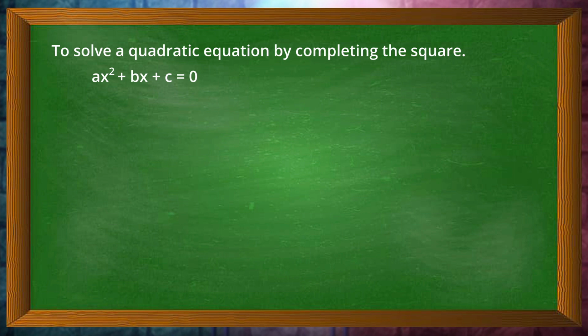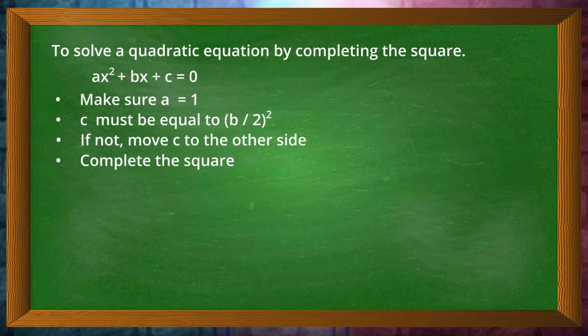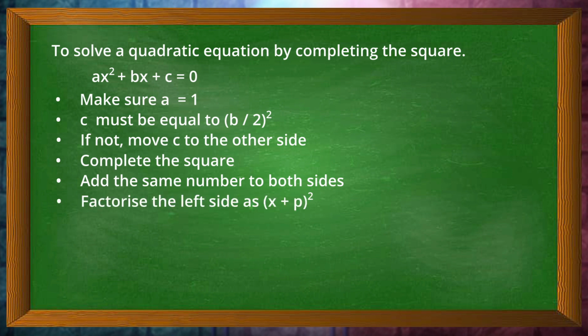Let's summarize the steps we did. The coefficient of the x squared term called a must be 1. The constant must be the square of half of the value of b. If it is not, move that constant to the right hand side, remembering to change the sign. Replace it with another value which you find by completing the square. In doing this, you add on the correct value of c, but you have to add the same number to both sides. Next, factorize the left side as the square of a binomial and simplify the right hand side.